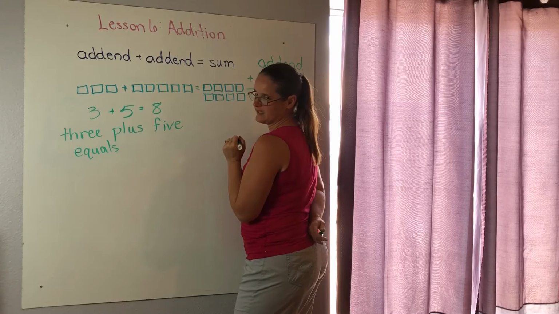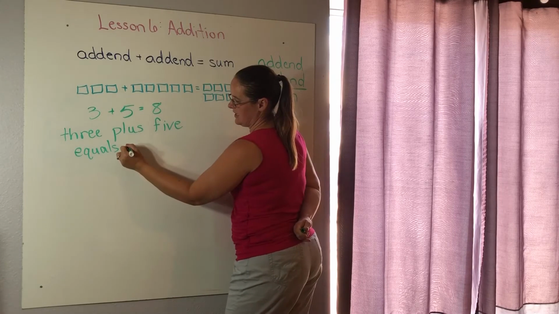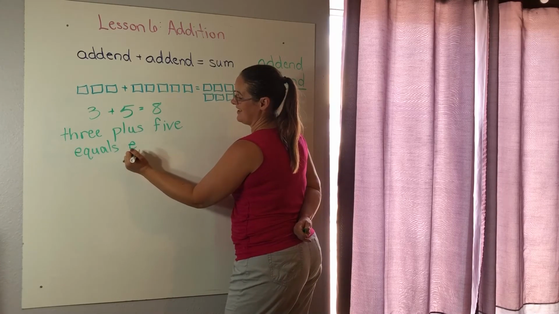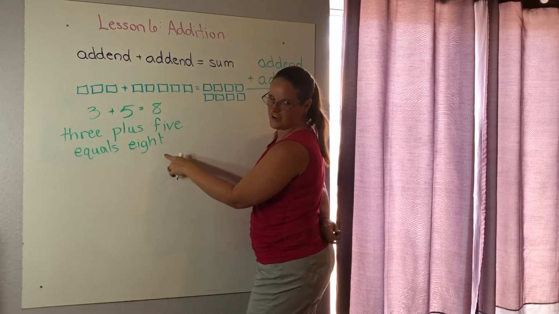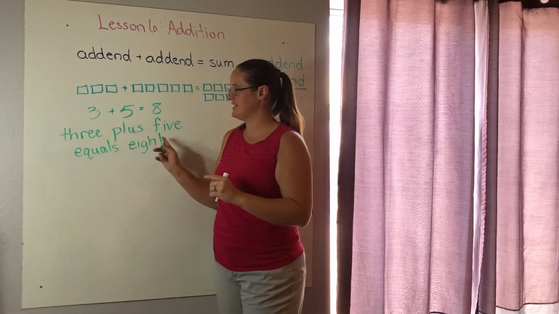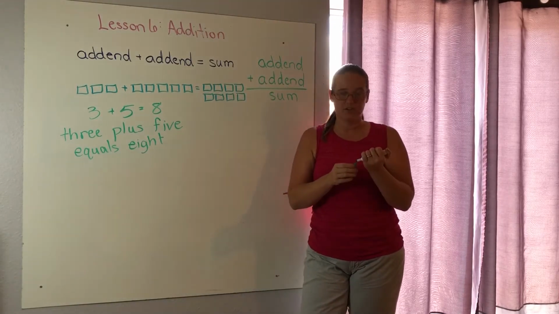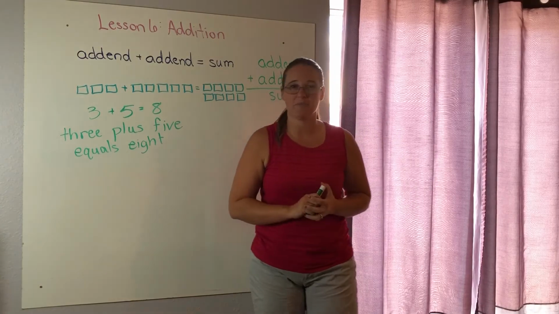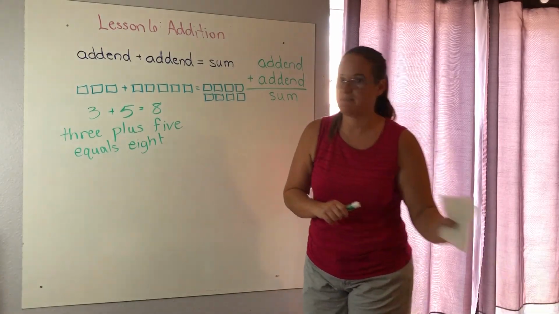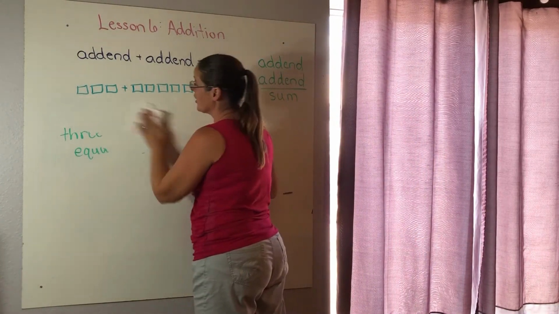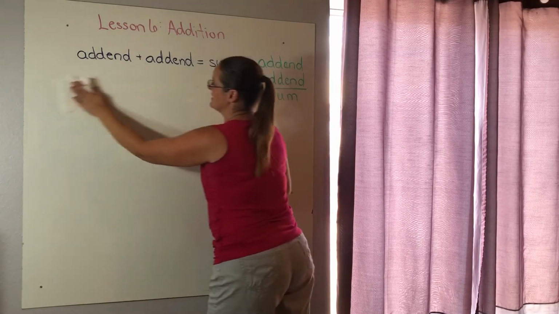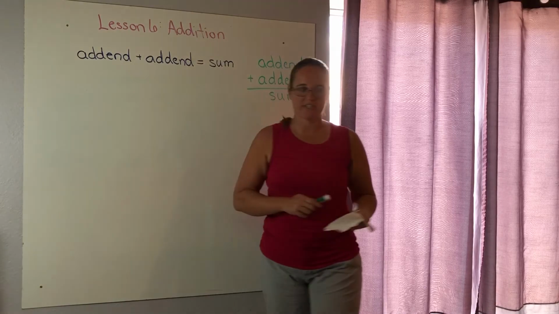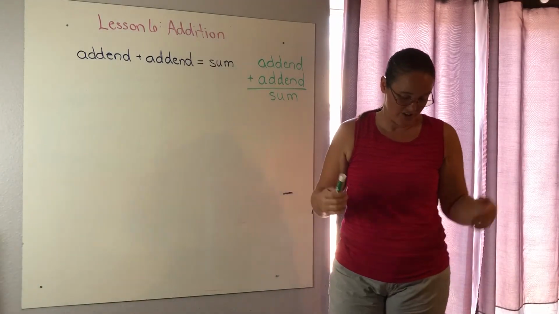What about 8? It's kind of a hard one. E-I-G-H-T. See, that's kind of a hard one. But we got it. 3 plus 5 equals 8. Those of you at home, ask a parent or an older brother and sister, and they can help you with the spelling as well. Or you can just sound it out and spell it the best you can. And as long as your homeschool teacher can read it, then you're good to go.